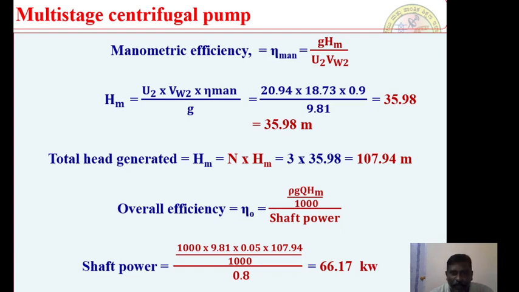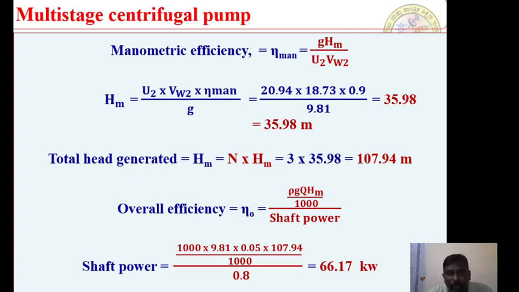It is with respect to a pump. It is not with respect to a stage. Therefore, the head against which one centrifugal pump is working is 35.98 meters. Therefore, the total head generated among the respective series is H_M equal to N into H_M, that gives you 107.94 meters.